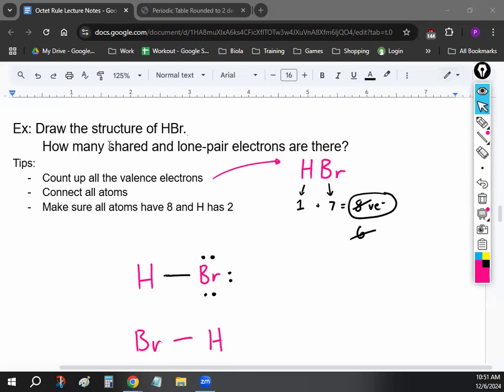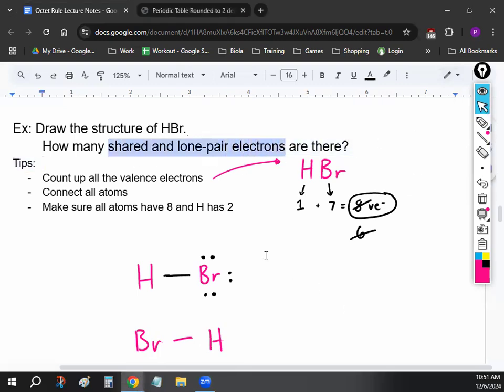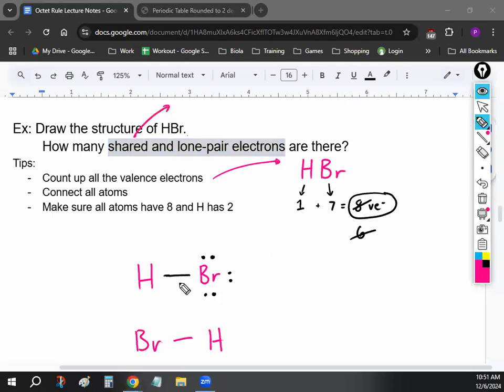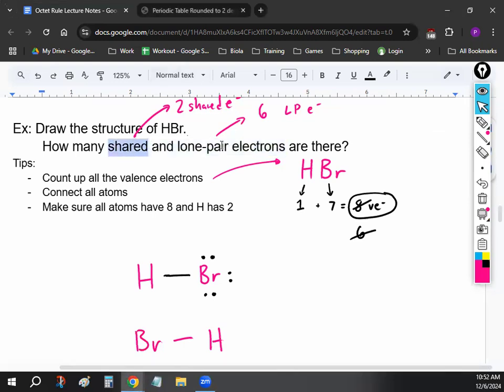Oh, actually, before we do that, we need to define a couple things. Shared and lone pair. So basically, shared electrons are how many electrons went into making the lines. So if you have one line, that means you have 2 shared electrons. And lone pairs are the dots. And so there are 6 dots. So you have 6 lone pair electrons. That's what that means. Shared electrons are the ones that create the lines. Each line is 2 electrons. So you have 2 shared electrons. Lone pairs are the dots. There are 6 dots, so 6 lone pairs. Okay.